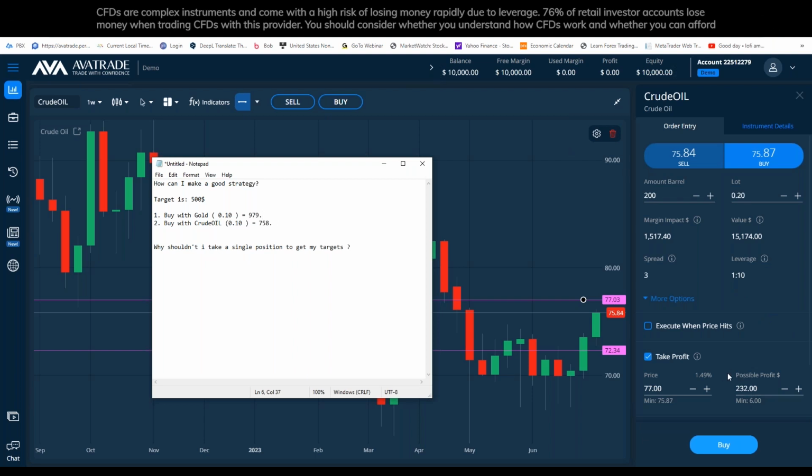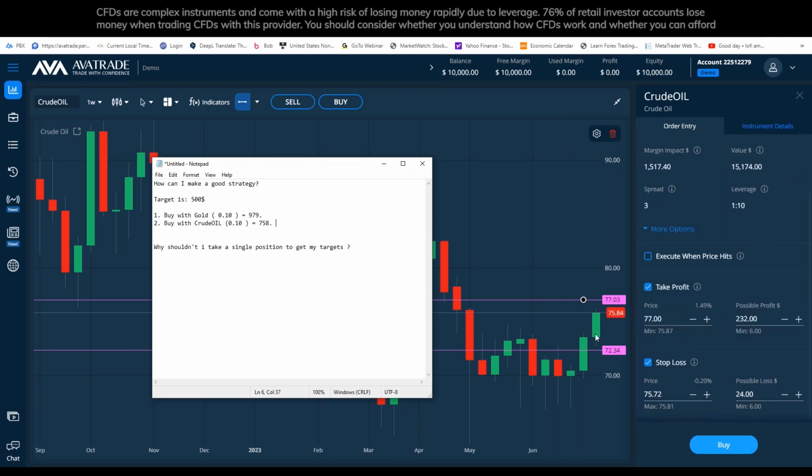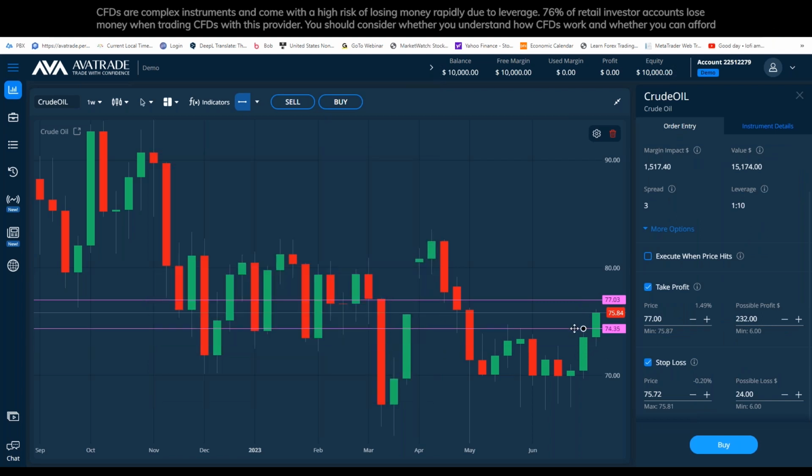We have two with 232. Stop loss could be somewhere here as an example, right? Maybe a little here. No, that's still not the exposure that I need, and I will show you guys why in a second. Yeah, that makes more sense. Maybe even 74.5.